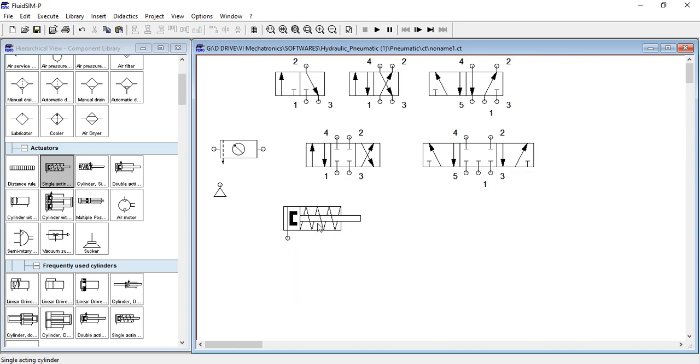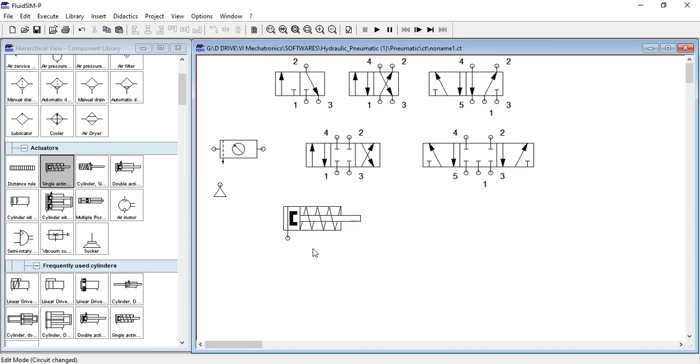Now how will the return stroke occur? As you can see, there is a spring. What will happen when the pressurized air comes from this end? It will extend and move forward, and when this supply cuts off, the spring force will push the piston back to its original position. So this can be called a single acting cylinder, spring return. Single acting spring return cylinder.